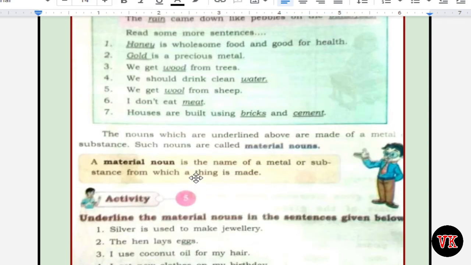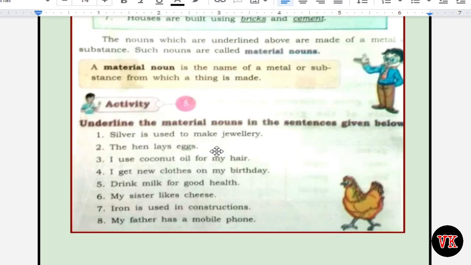Underline the material nouns using the sentences given below. Here some sentences are there. The student should underline which word is the material noun in the given sentence. Silver is used to make jewelry. In this sentence, silver is the material noun. That means they should underline the word silver. The next one is, the hen lays eggs. Here eggs is the material noun. They should underline eggs. Like this, the students can complete this activity.